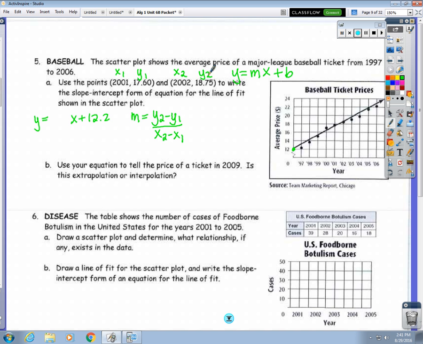Now that we have those points and we labeled them, you just plug them right in. So what goes in the y2 place? And then minus what goes in the y1 place? And then what goes in the x2? And what goes in here? 2001. Okay, what does that become? 1.15, or 1.2 if you'd have rounded to the tenths place. Okay, now I want you to use this equation to find the price of a ticket in 2009.